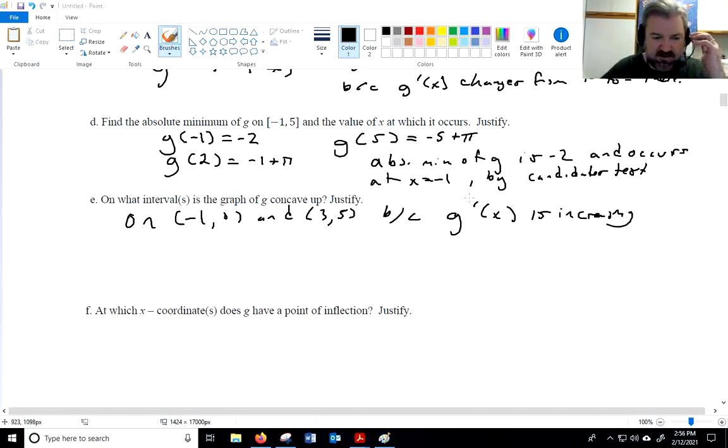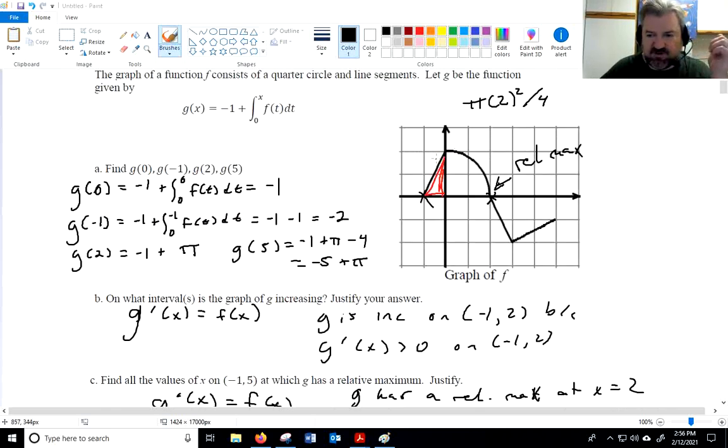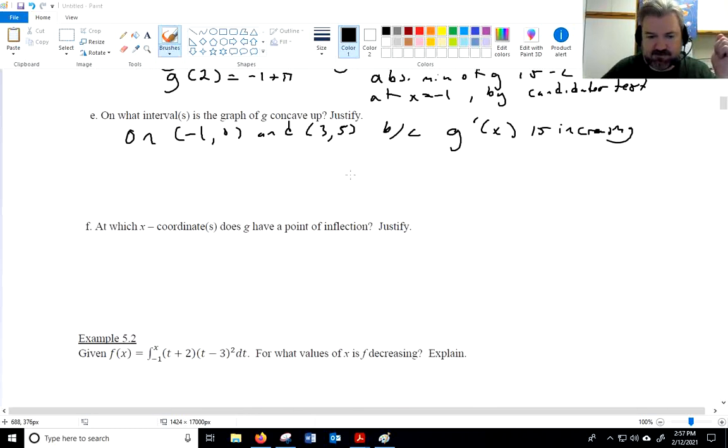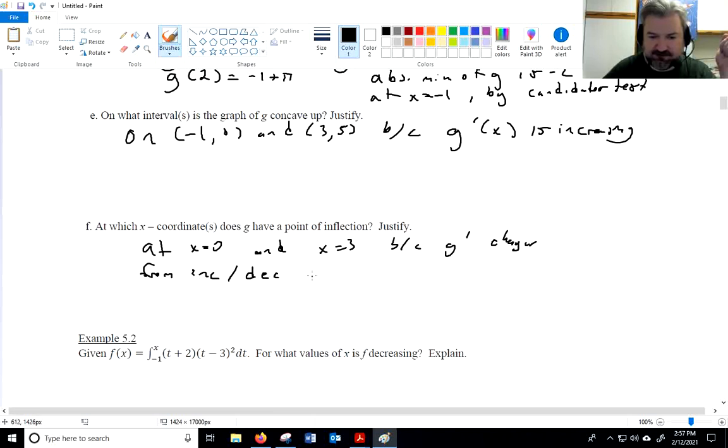Okay, F now. At which x coordinate does G have a point of inflection? Well, that's simply where G prime changes from increasing to decreasing. So that's going to occur at x equals 0 and at x equals 3, it looks like. At x equals 0 and x equals 3, because G prime changes from increasing to decreasing or decreasing to increasing.